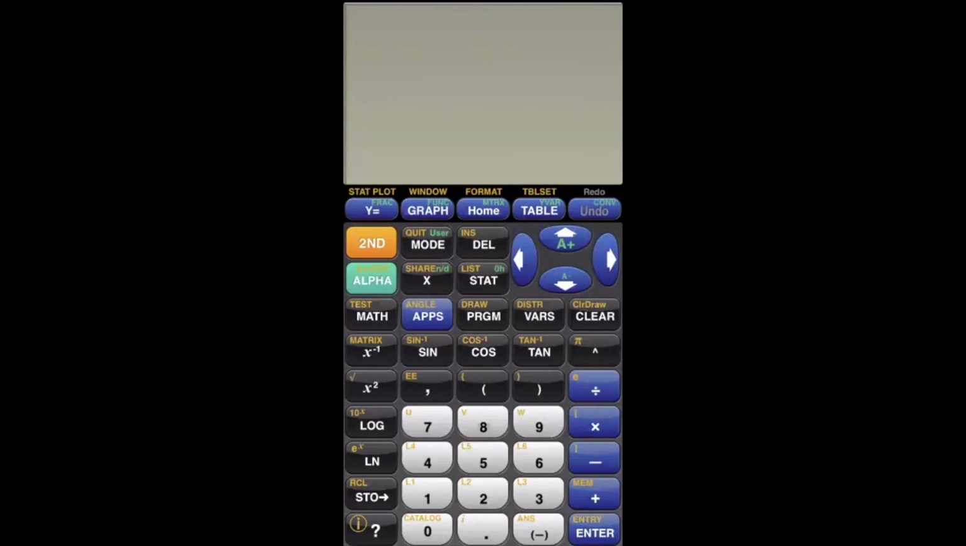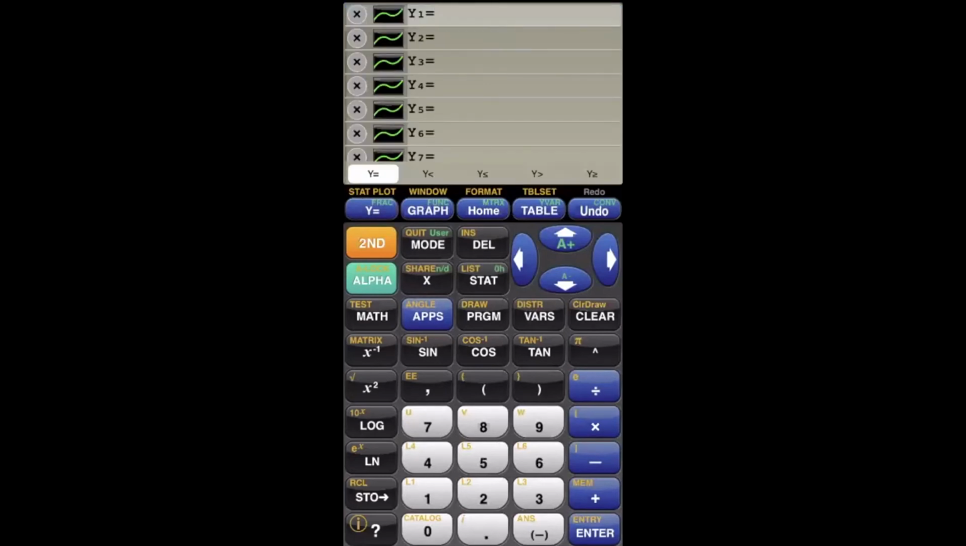All right, here we are. So first I'm going to hit second table. And I'm going to set table start equal to 0. I'm going to set delta table equal to 0.75. Now I have to put the correct function in the y equals screen. So that's going to be 1 over the square root of x plus 1.